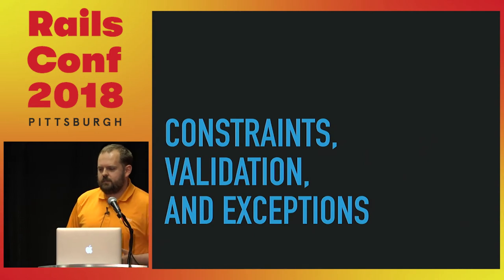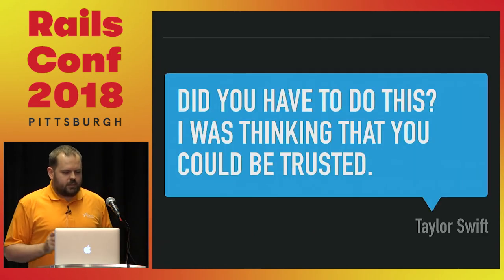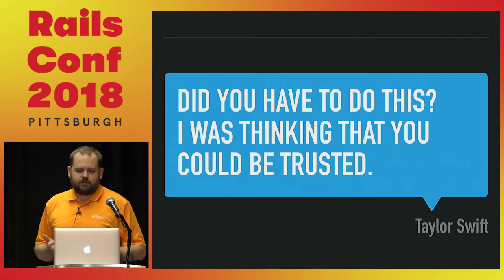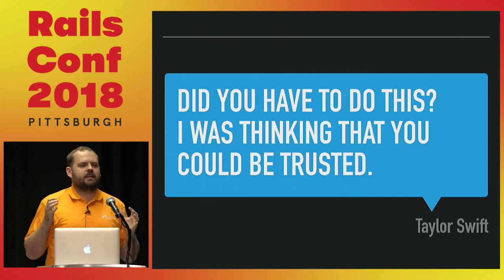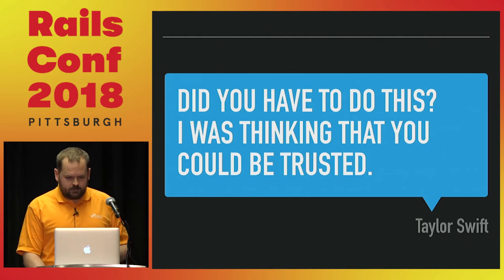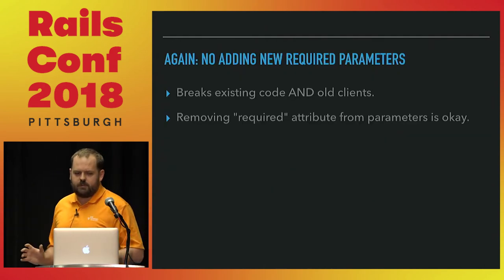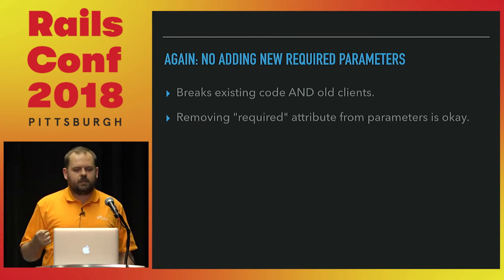All right, so now we're going to talk more about constraints and validation and exceptions. Modification of shapes gives you some of the most obvious opportunities for breaking changes, but there's a lot of subtle changes we need to think about when it comes to constraints and exceptions. So again, no new required parameters. It breaks existing code, even if they're upgrading.